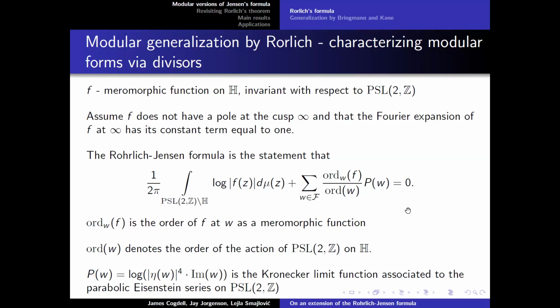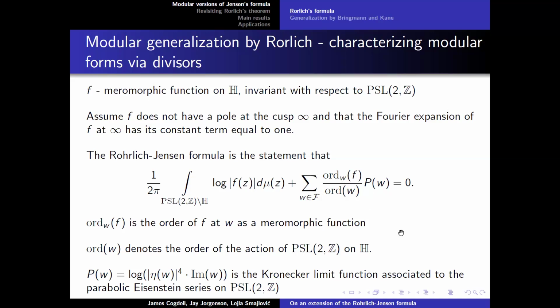Let me just briefly explain the notation. The order of f at w is just the classical plus the order of a zero or minus the order of a pole of the function f. The order of w is the order of w viewed under the action of PSL2Z on the upper half plane.